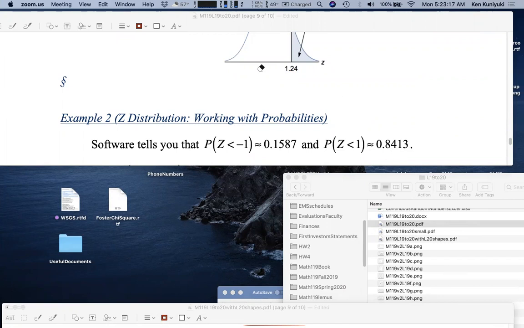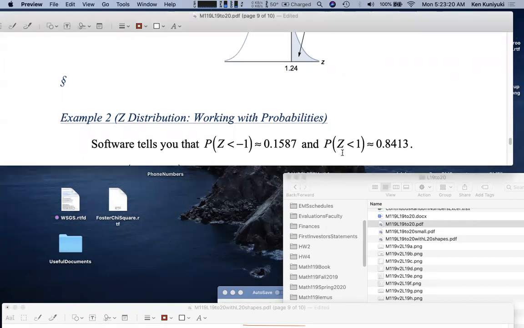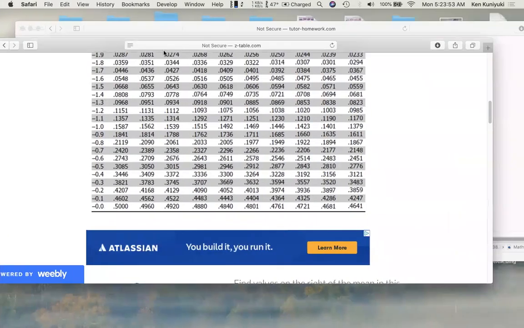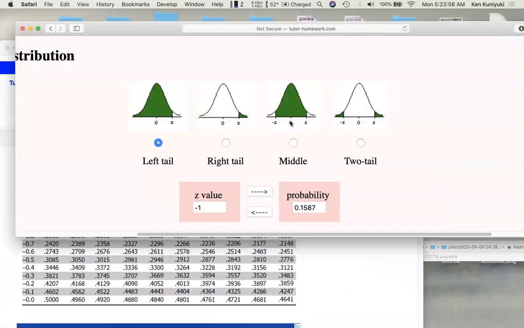Okay. Now, as a result of these, find the probability that a standard normal z is between -1 and +1. Sketch a figure clearly showing this and shade in the relevant region. Think about this. Try to draw a picture, try to figure out what's going on here, and what will we do with these probabilities? We want an in-between probability. So I'll kind of give you a hint. On tutorhomework.com, it's a middle probability.